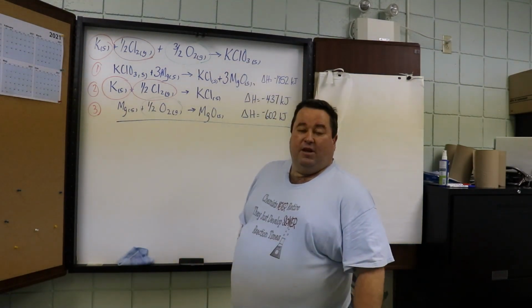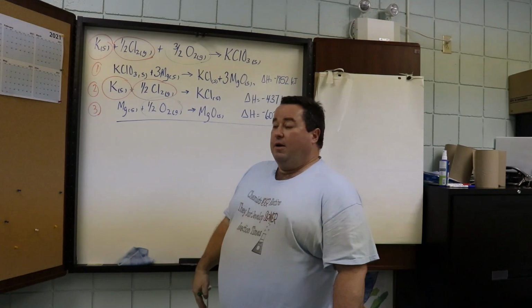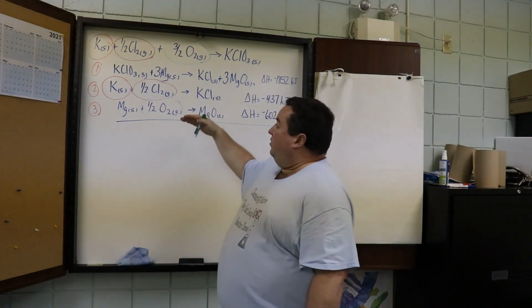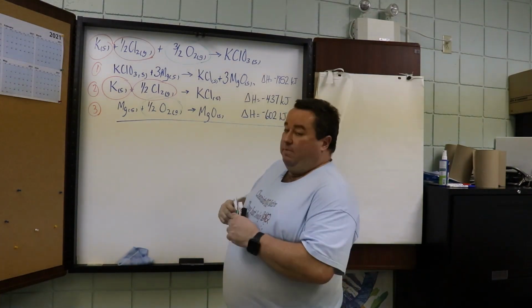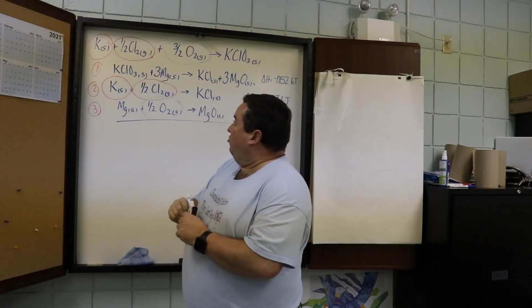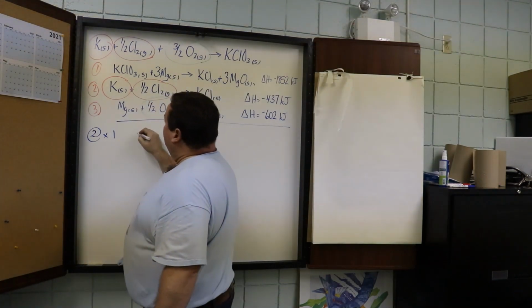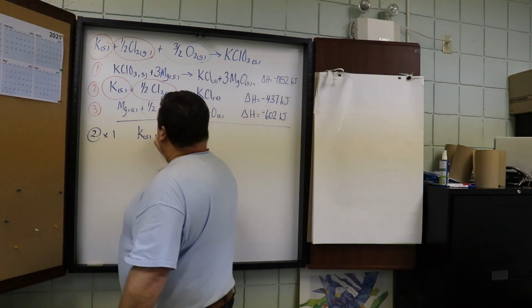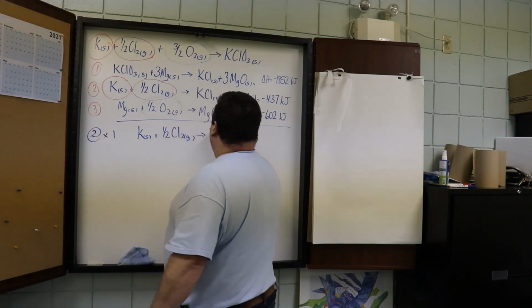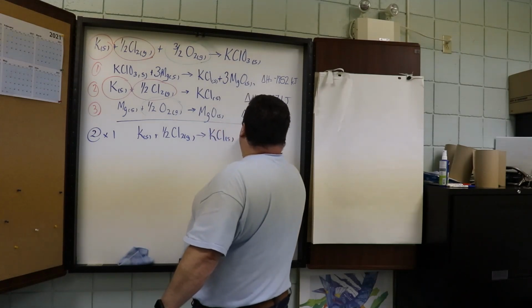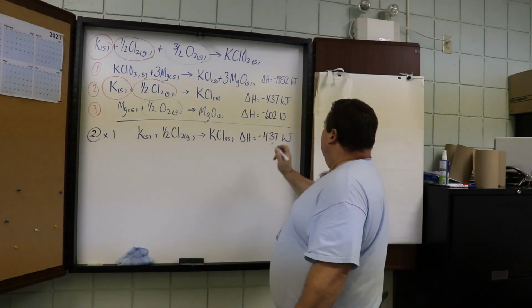But let's just pretend it's an exam. Under a bit of exam stress, I don't notice that. I'm going to begin the problem with what I do know, and I'm going to simplify it, and then I'm going to look at what remains. So if I begin with equation 2, I know it's unchanged. Equation 2 times 1 means I leave it unchanged. K solid plus 1/2 Cl2 gas produces KCl solid. Delta H is negative 437 kilojoules.